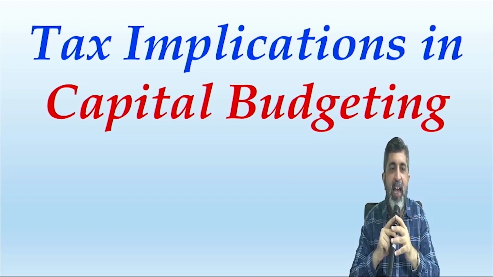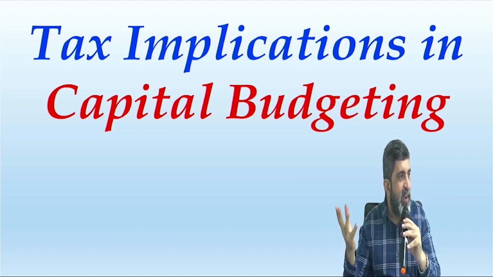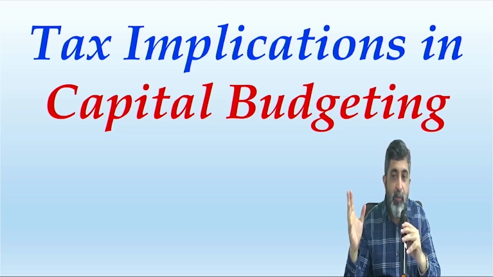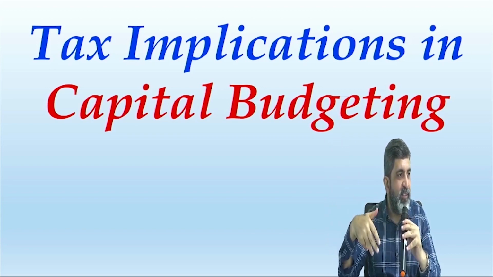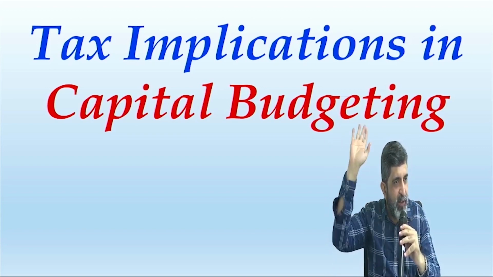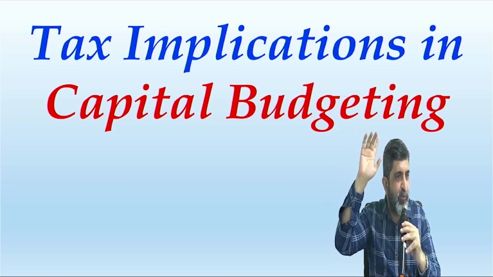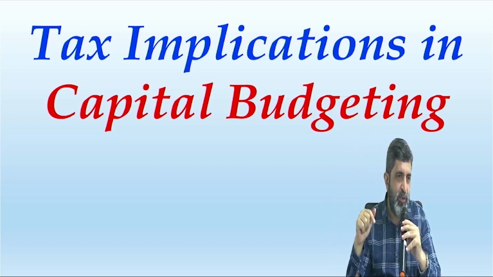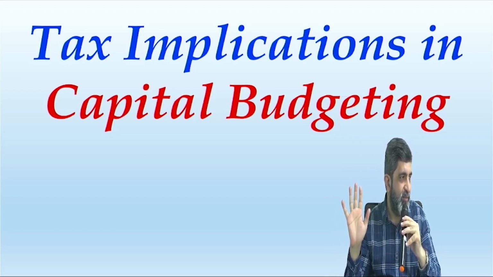For example, I have a building. That building will fall in which category? A building is a depreciable asset, right? Even if that building is there with me for the past 25 years, it will still be identified as what? Short-term capital asset.